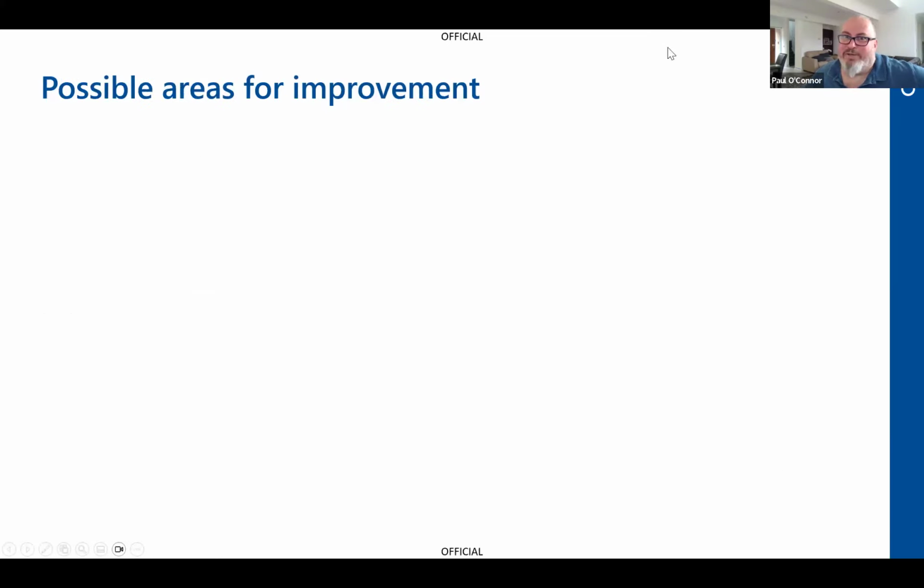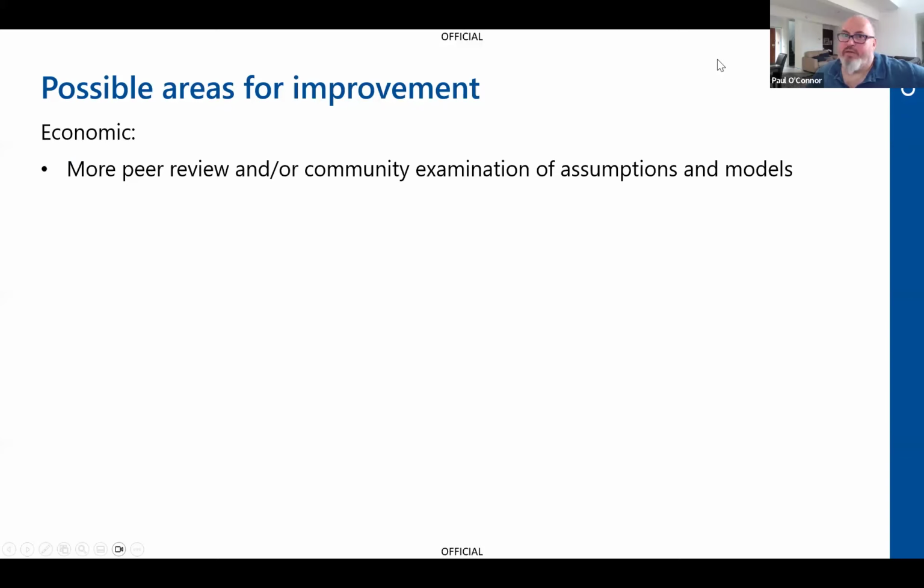Second last slide, sorry, am I on time? So I think when I think about the possible areas for improvement, I think on the economic side, there could be more peer review and or community or public examination of assumptions and models.